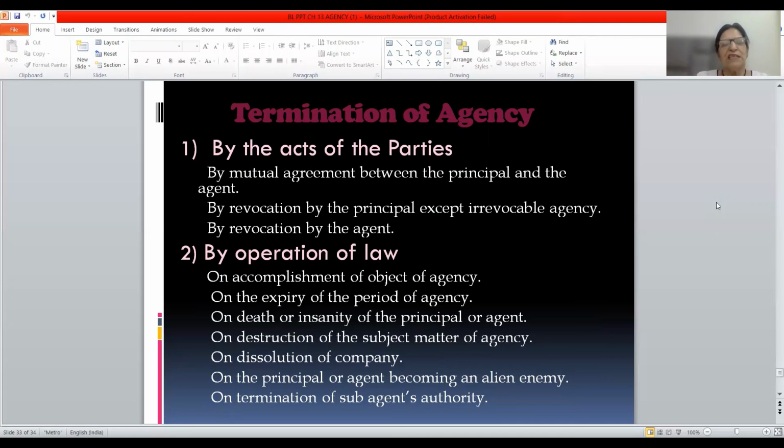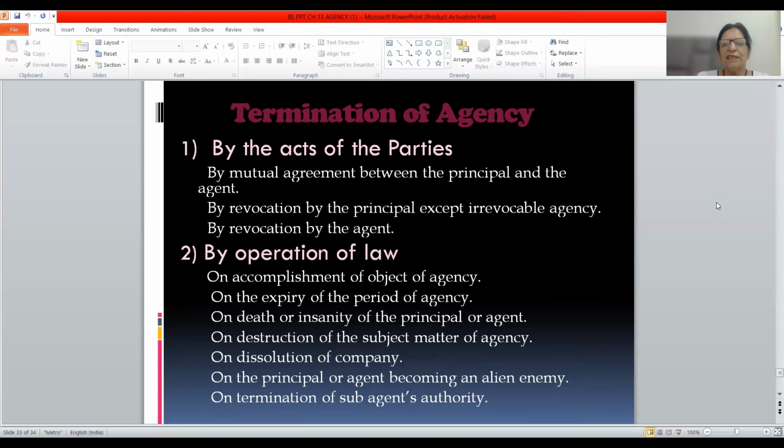Subject matter of agency is destroyed. Agent was appointed to sell second-hand car and due to some reason or the other, the car got destroyed. Then also the contract of agency will come to an end. Dissolution of company. Company has been dissolved. Company was an agent or company was the principal. The principal or the agent becoming an alien enemy.